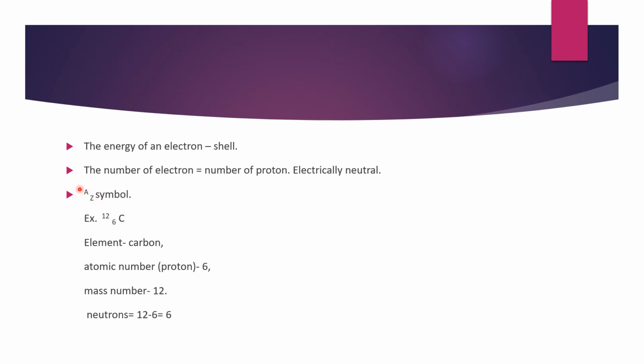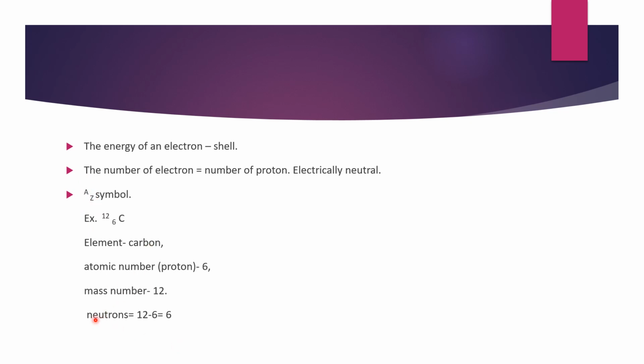So here one conventional symbol is given. What is that? A at the top, Z at the bottom, and the symbol. A is what? Sorry, A is the mass number, Z is the atomic number, and the symbol means the element's symbol. For example, 12 at the top, 6 at the bottom and C is written here, right? It means that the element is carbon, whose symbol is C. 12 represents its mass number, and 6 represents its atomic number.